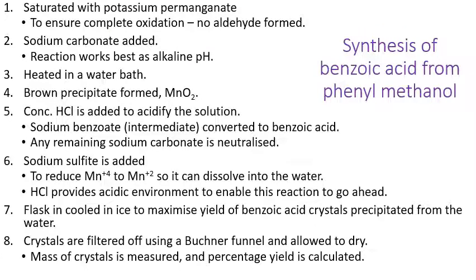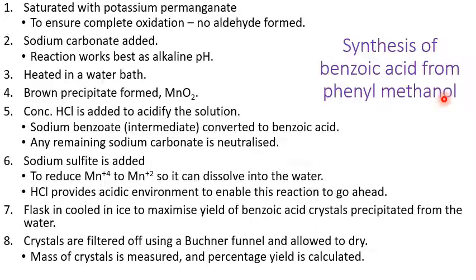So why did we do a lot of the things that we did? We used excess potassium permanganate, or we saturated the phenyl methanol with potassium permanganate, to ensure the complete oxidation of the alcohol to the carboxylic acid. Sodium carbonate is added to provide the pH that's required for this reaction to occur, which is an alkaline, a higher pH. We heated in a water bath just to increase the rate of reaction. We know rate of reaction increases with temperature.